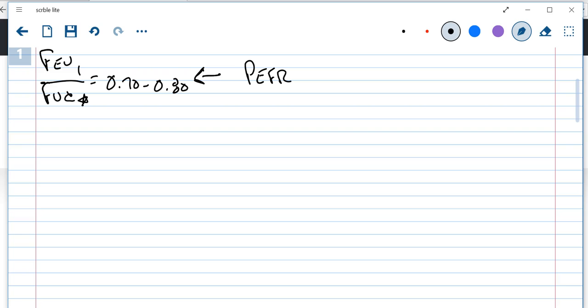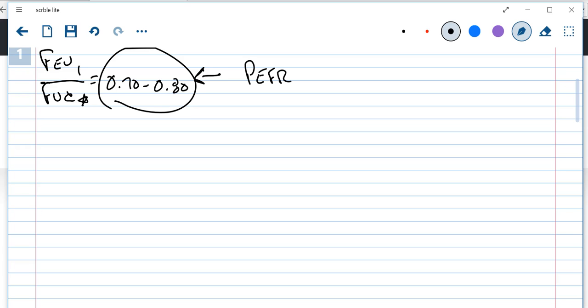So you'll take what they blew on the peak flow meter, divide it by their predicted, and you're going to get a number that's going to be that or lower. So that's how that works, and that should always be done. I do that with all my patients that come in that have asthma and COPD, because it's truly the only way that you know what stage they're at and whether you need to go up or down with your therapy and your treatment.